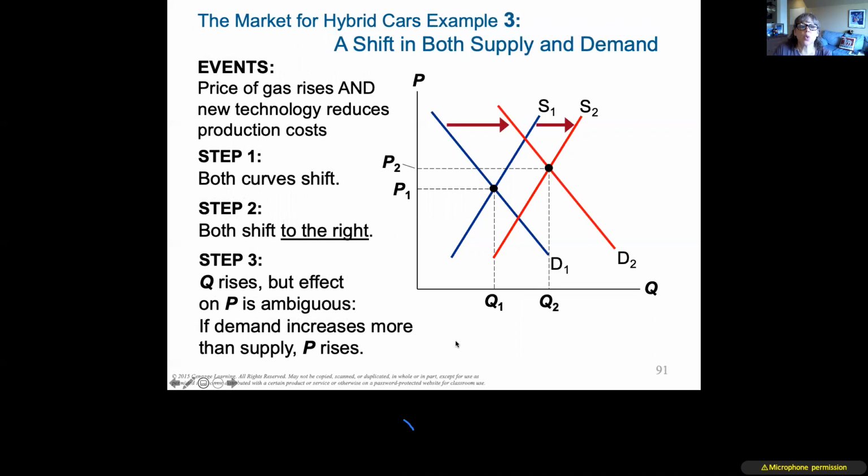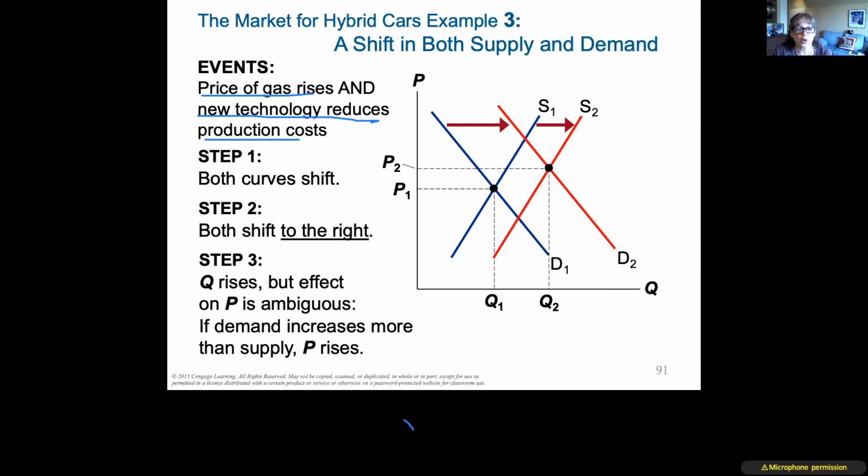Okay, what if these both happen? Okay, so there's a price increase in gas. Oh my gosh, this happens all the time, right? We've all lived through this. And there's a technology reduction in the production costs. Okay, so price of gas, who does that affect? That affects the person who is driving a car, so that would affect demand. New technologies, okay, that's going to affect the production costs.